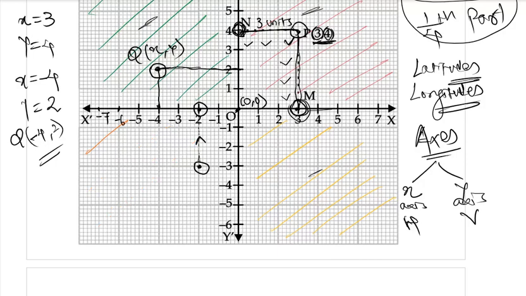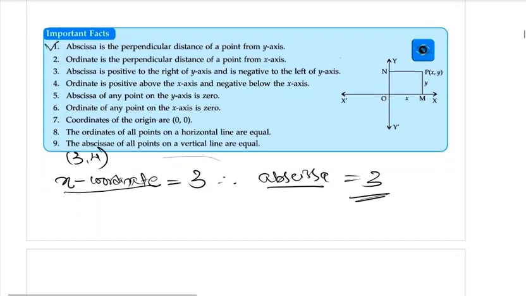Let me clear this. Again, what is the x coordinate of point R? -2. What is the abscissa of point R? -2. What is the y coordinate of point R? You have to draw a perpendicular line to the y-axis. Where does it meet the y-axis? At -3. So the y coordinate is -3. What is the ordinate? -3.